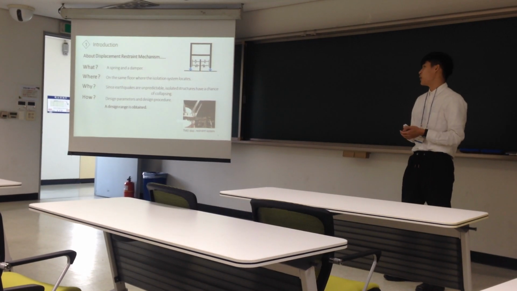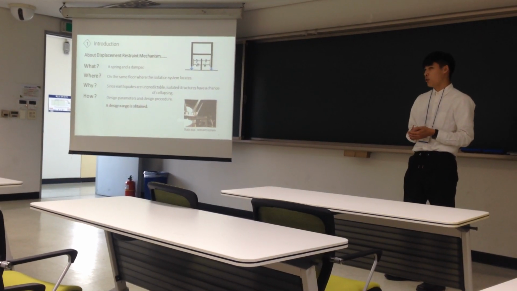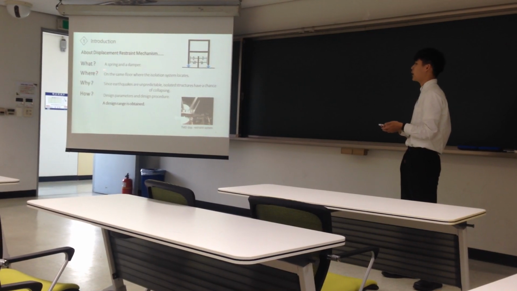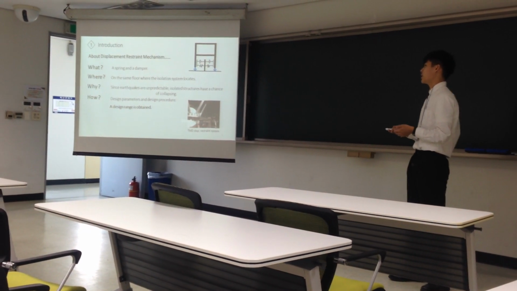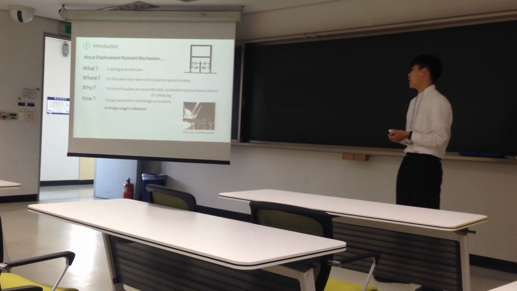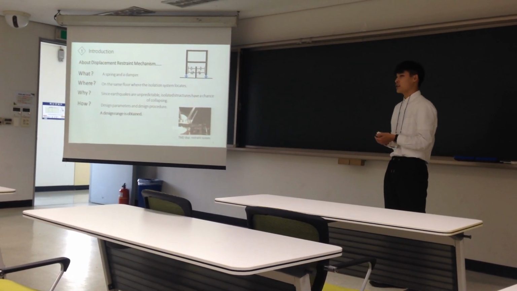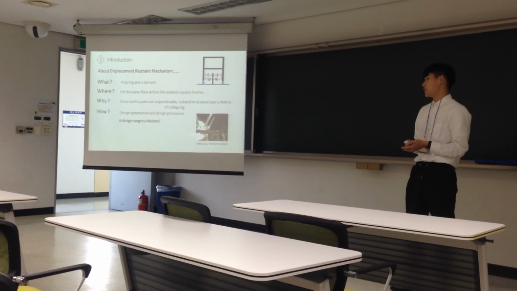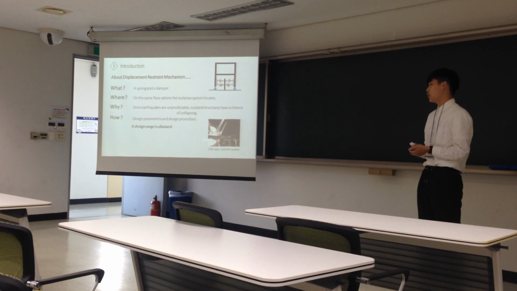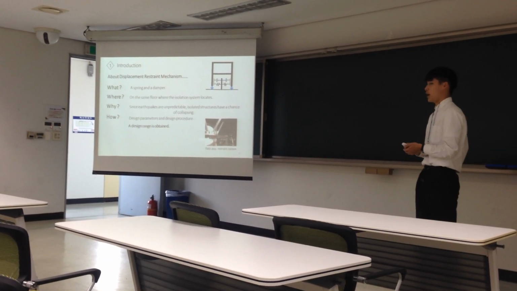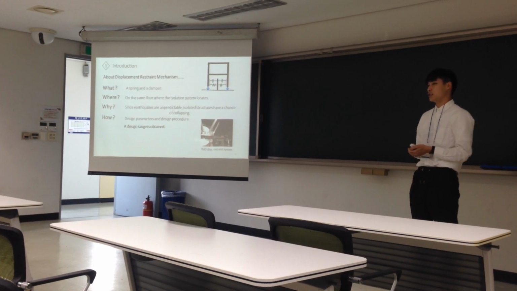About the displacement restraint mechanism, what it is: we wish it to be built by a spring and a damper. And where does it locate? We wish it to be located on the same floor where the isolation system is located. And why do we need it? Because earthquakes are unpredictable, isolated structures may have a chance of collapsing. And how do we design it? We need 3 design parameters and the proper design procedure. And after that, the design range is established.